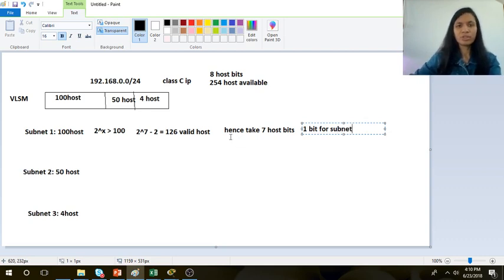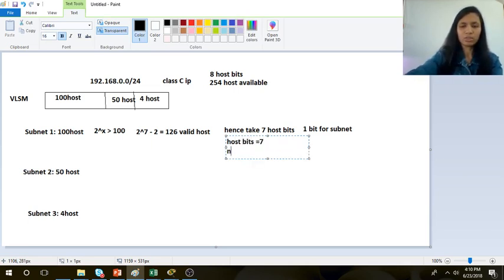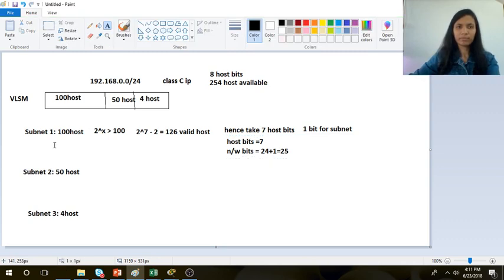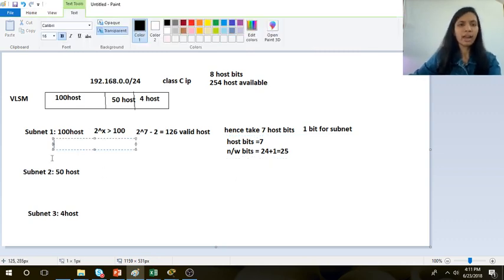That is going to give you host bits equal to 7 and total network bits, that is the earlier network bits plus 1 subnet bit. So that is going to give you network bits equal to 24 plus 1, which is 25. Using this, you can calculate your subnet 1 range, that is, the network address and the broadcast address.